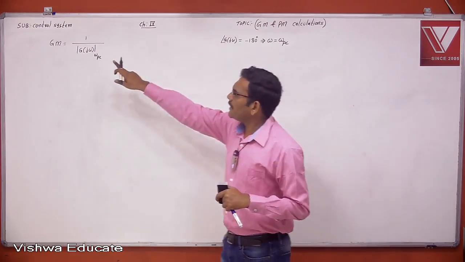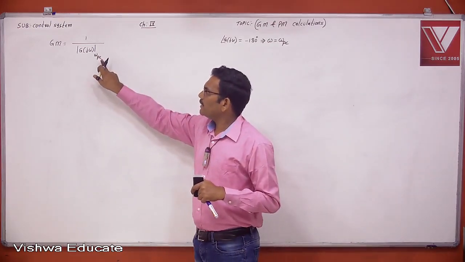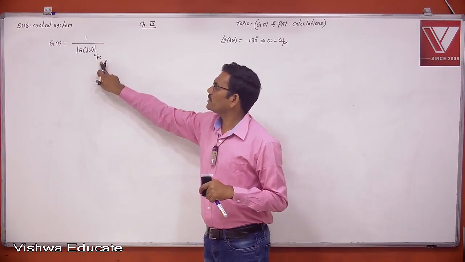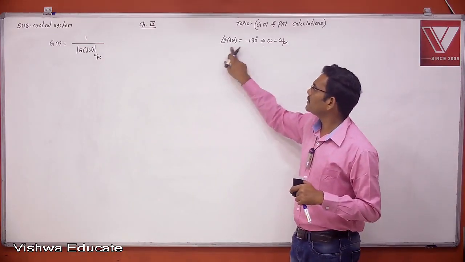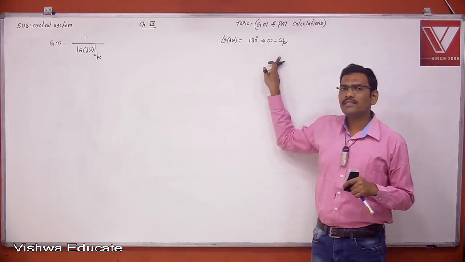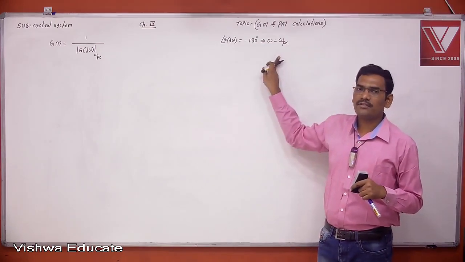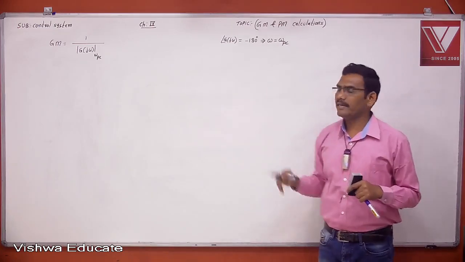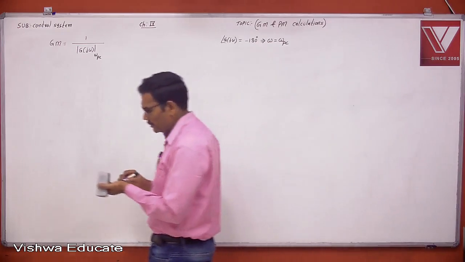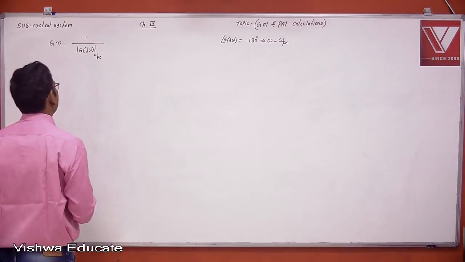Therefore, this gain margin is calculated at a valid phase crossover frequency, and a valid phase crossover frequency comes only when the angle condition is satisfied. Whatever frequency you get is not necessarily a phase crossover frequency. At the phase crossover frequency, the angle must and should be minus 180 degrees. Now we'll solve a few problems so you can easily understand.